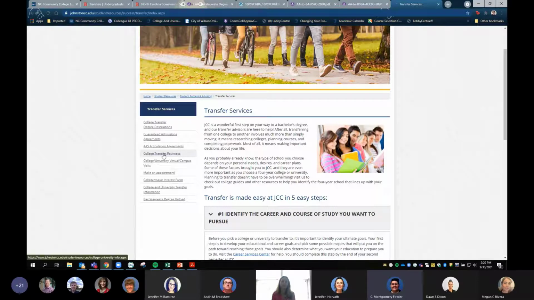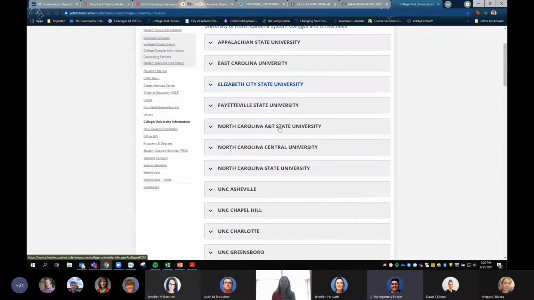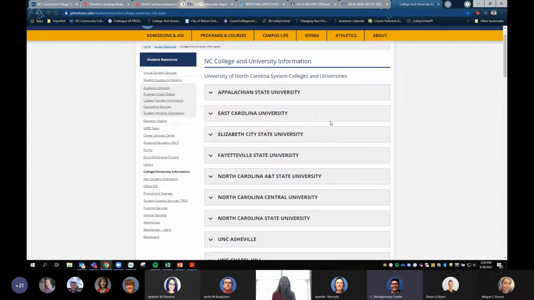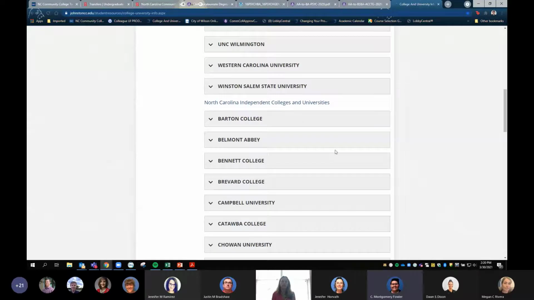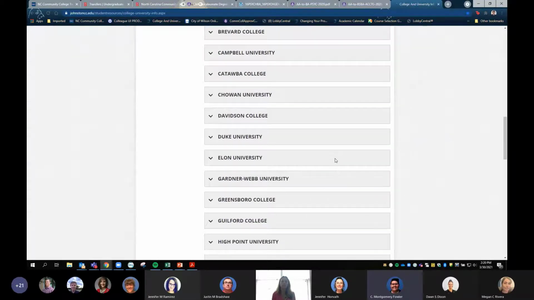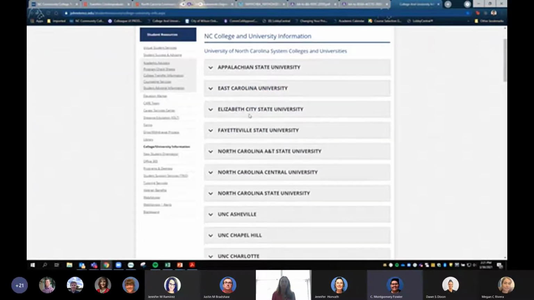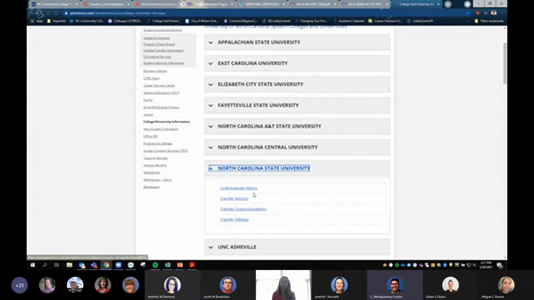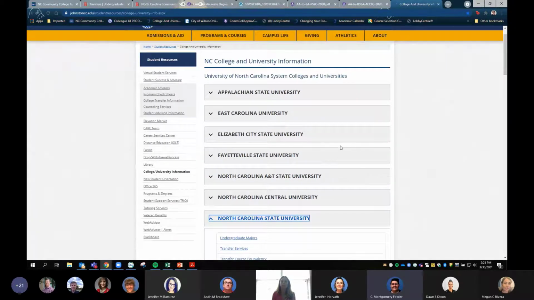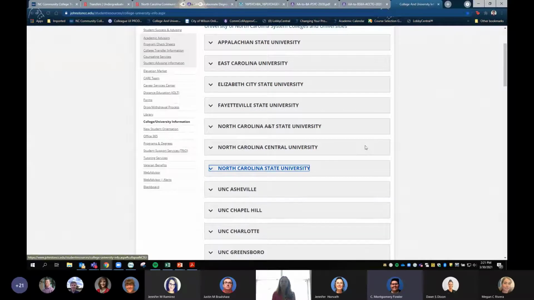But over here on the left-hand side, you can see college transfer pathways. And if you click on that, it'll take you to this list of all of the schools in the UNC system, and then even the independent private colleges and universities down here. So within each of these, it's a drop-down menu, and you can click on the drop-down, and you can click on undergraduate majors, transfer services, the transfer course equivalency, or the transfer pathway. So this is a very easy way to access the BDPs for all of the institutions within the state.